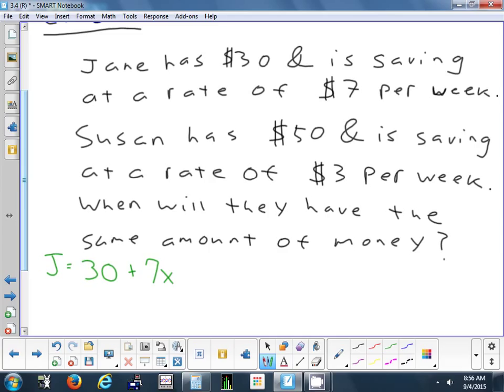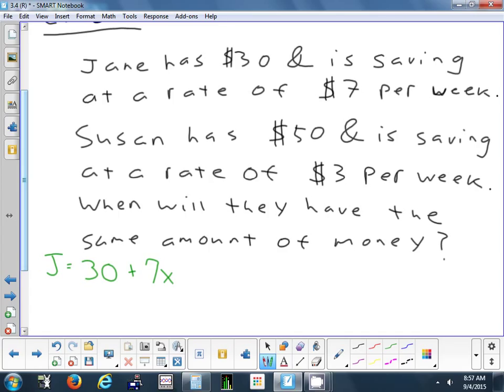Right? So now let's say after 1 week, if you plug in 1 for X, what's 1 times 7? 7. Plus how much money she had before, now she has 37. After 2 weeks, what's 7 times 2? 14. So now she has 14, plus how much money she started with. What's 14 plus 30? 42. Okay? That's your formula for how much money Jane has. 30 plus 7x. All right?